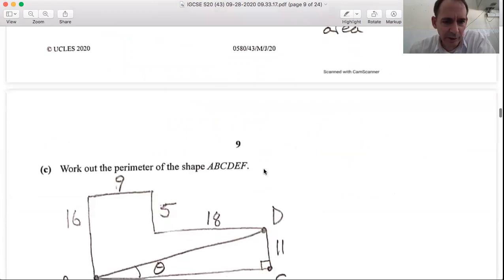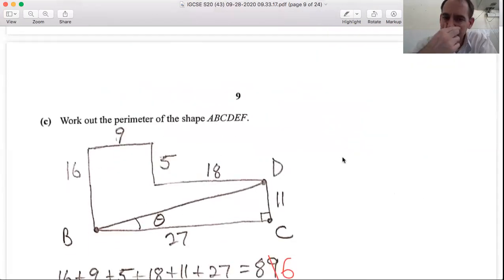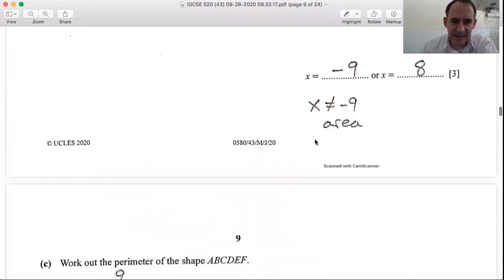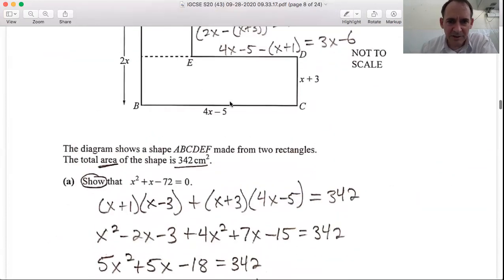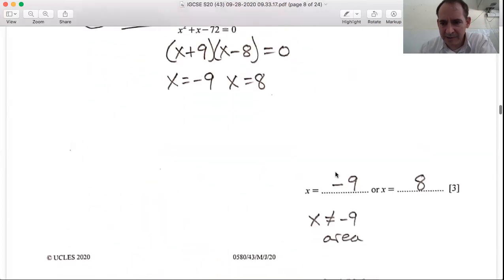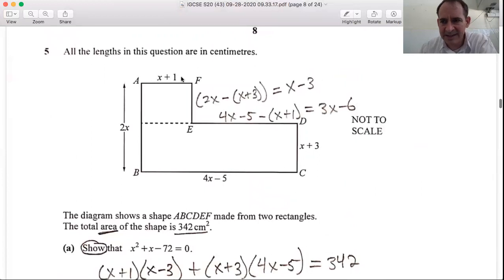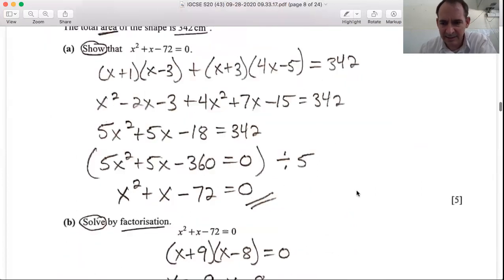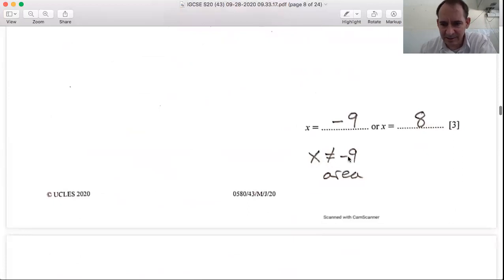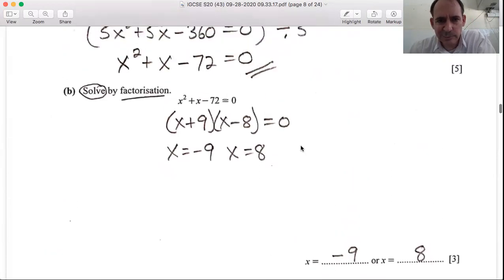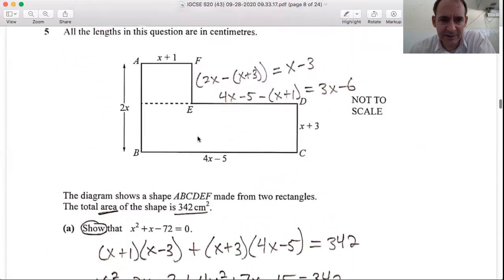It says work out the perimeter of the shape A, B, C, D, E, F. We want the perimeter. Notice it's got all these x's in here. Well, we can't use the negative 9 because if we put the negative 9 in, we would have a negative length. We can't have negative length. So that's why it says this cannot equal negative 9, both because of the length as well as the area. You can't have negative area either. So we are going to use the 8, plug it into these different lengths because we're going to do perimeter.